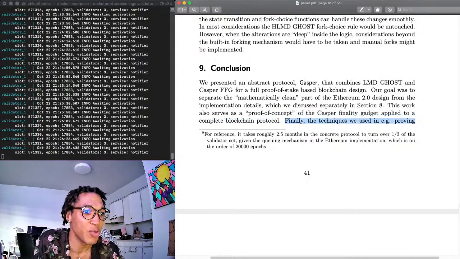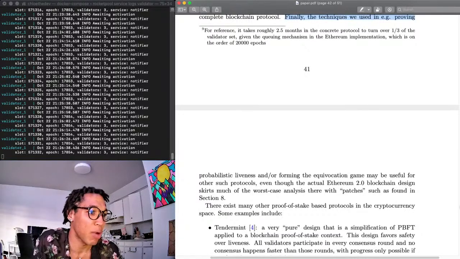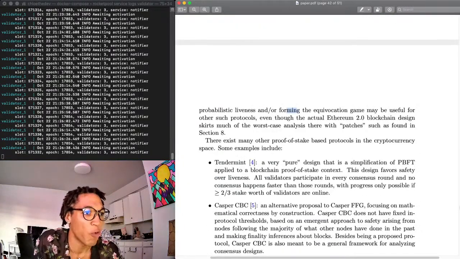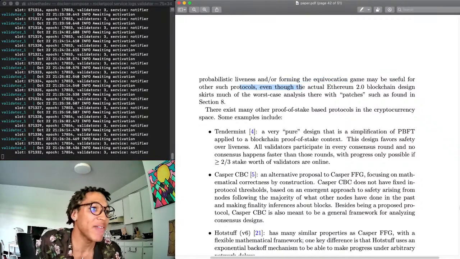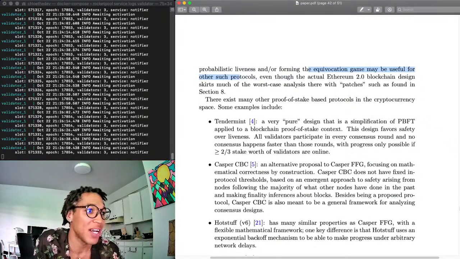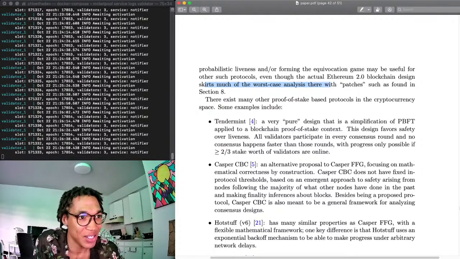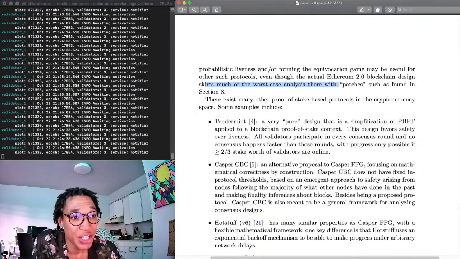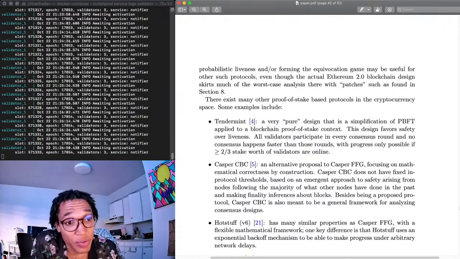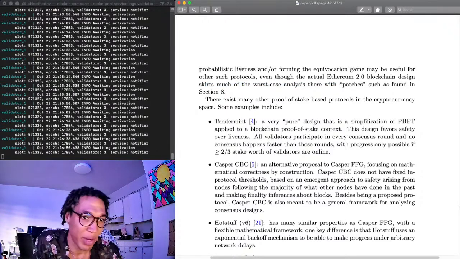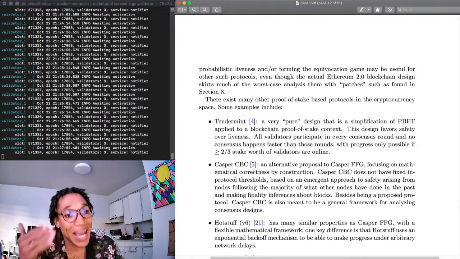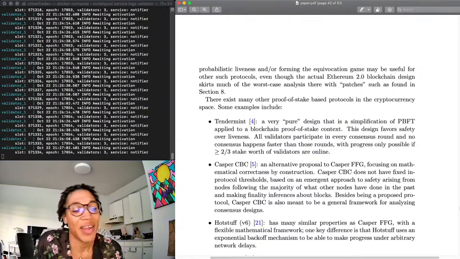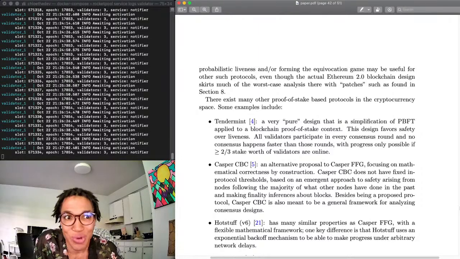Finally, the tech to be used in, for example, providing probabilistic liveness and forming the equivocation game may be useful for other such protocols. Even though the actual ETH2 blockchain design skirts much of the worst case analysis, there will be patches such as found in Ethereum in section 8. So for example, the ETH2 blockchain, it's saying, is not perfect right now. It's just a beacon chain in phase 0, but there will be patches and updates to the blockchain that allow for phase 1, phase 2, and beyond.